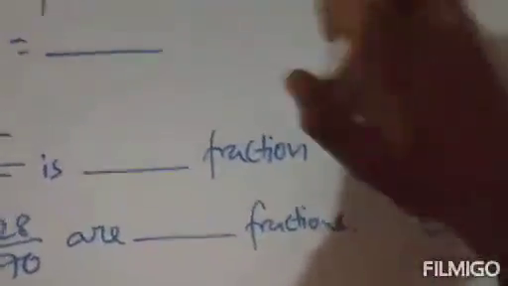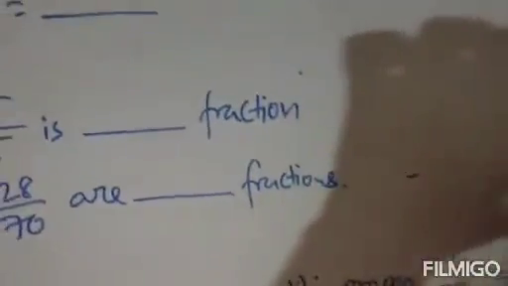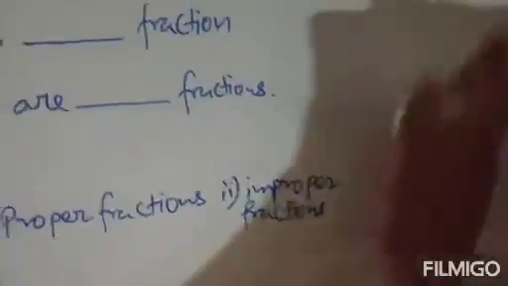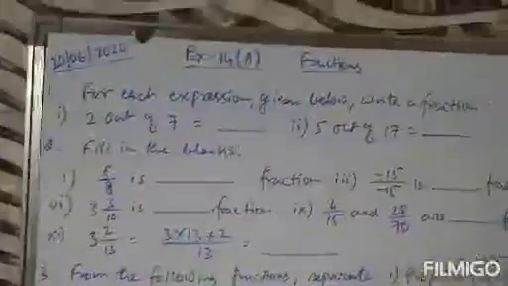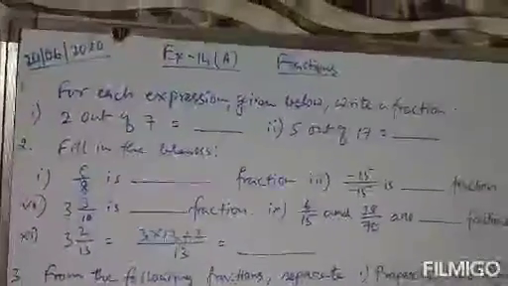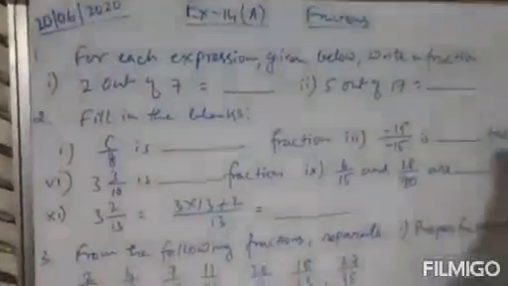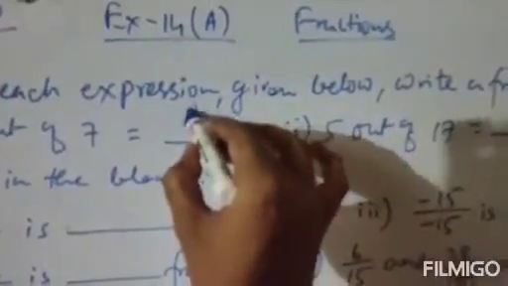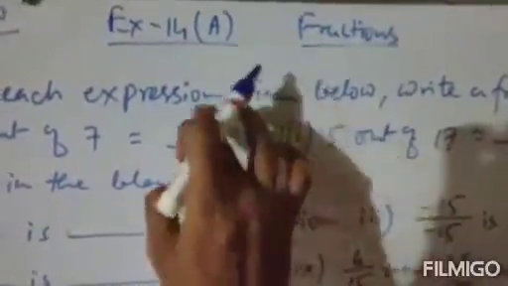Now straight come to the exercise. So the first question, these are all about fractions. There are different types of fractions. So this is the theory part, and we will now move to the exercise. So the first question is, for each expression given below, write a fraction. Number 1, 2 out of 7. 2 out of 7 means 2 by 7. This is 2 by 7.